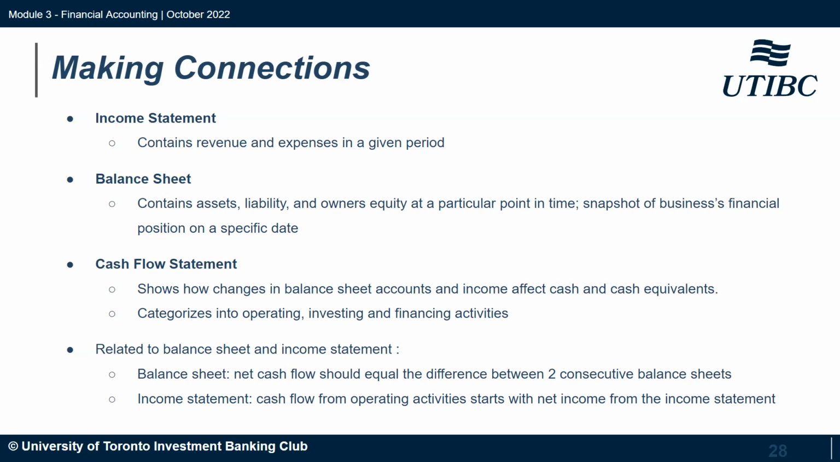How the cash flow statement relates to the balance sheet and income statement is that net cash flow should equal the change between 2 consecutive balance sheets. And for the income statement, cash flow from operating activities starts with net income from the income statement. Finally, as a note, you want to compare the operating cash flow with the net income, because if the net income is substantially higher than the cash flow, the company might be accounting for too many accruals.